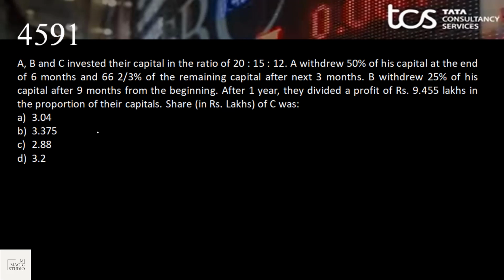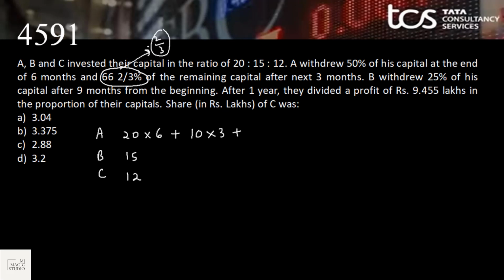On to the next one. A, B and C invested their capital in the ratio of 20, 15 and 12. A withdrew 50% of his capital at the end of 6 months. So weighted would be 20 into 6, plus 50% of 20 is 10, 10 gone, remaining is 10. And 66 2/3%, which is nothing but 2/3 in fraction, of the remaining capital after the next 3 months. That means this 10 was invested for 3 months.